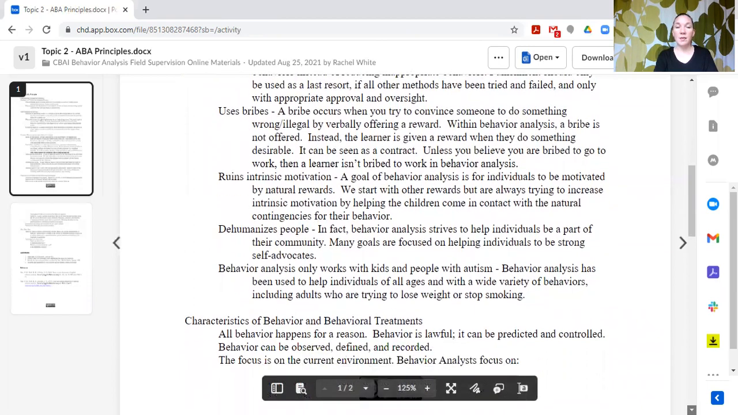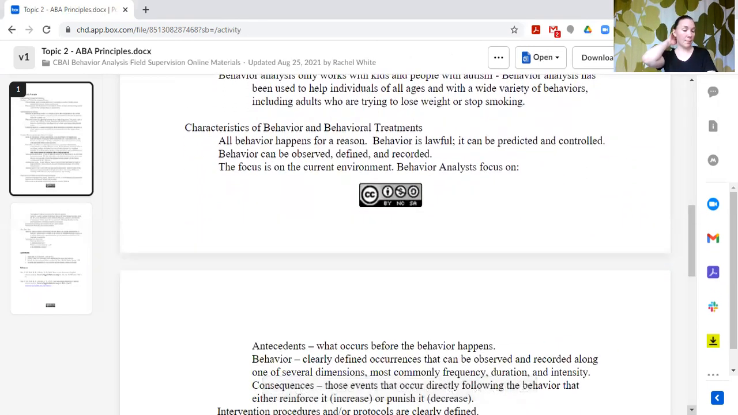So, some characteristics of behavior and behavioral treatments. We know that all behavior happens for a reason. Behavior is lawful, which means it can be predicted and controlled. Now, controlled, there could be a better term, but the idea is that if all of these things lined up, you could predict what somebody would do if you knew all of the antecedent variables. Also, if you changed those antecedent variables, you could change how that organism would respond.